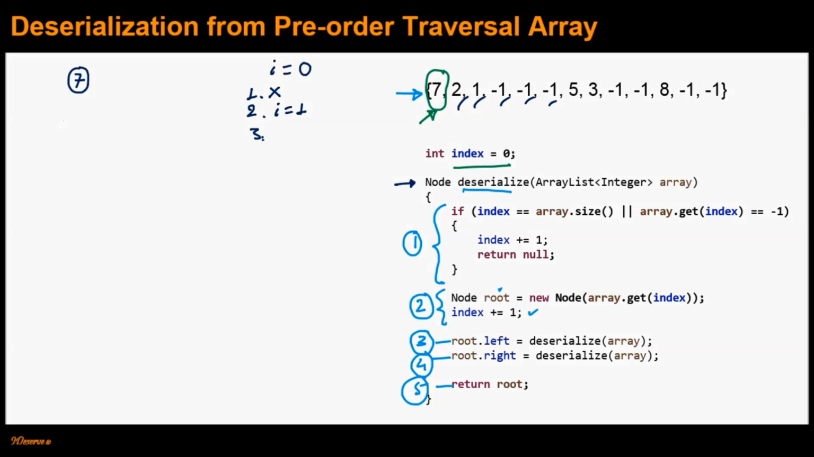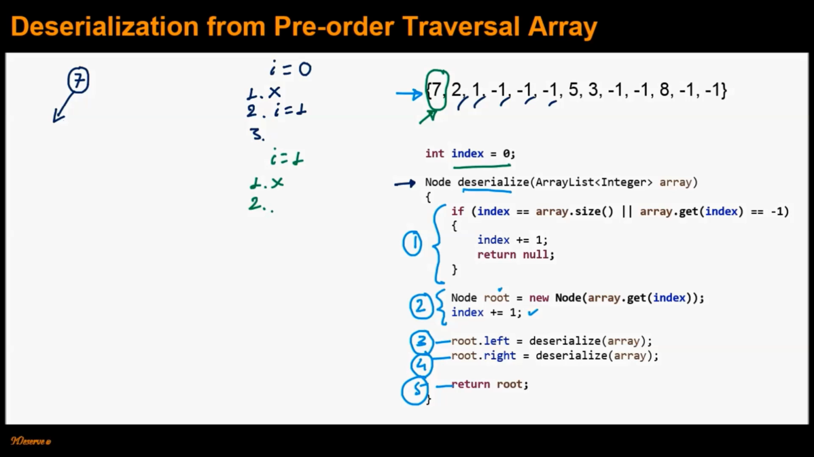Now in the third step, we are making a recursive call to create the left subtree of the current root node, right? Current root node is node 7. In the third step, we are making a recursive call to create the left subtree for the current root node. So when we made a recursive call, a new call sequence would be started with value of index equal to 1, right? In this call sequence, the first step, which is the base case, will have no effect.